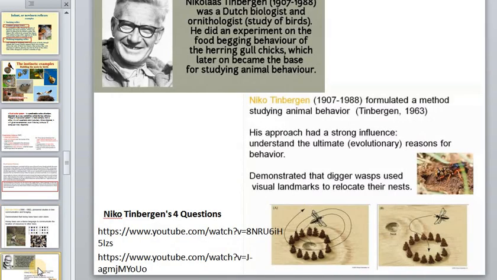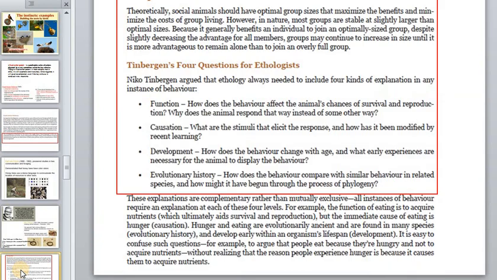And Nikolaas Tinbergen was a Dutch biologist and ornithologist who studied birds, of course. He did an experiment on the food-begging behavior of herring gull chicks, which later became the base for studying animal behavior. He also studied wasps, and demonstrated that digger wasps use visual landmarks to locate their nests. If you want to know more about this, I will leave links in the description to this video. It's very interesting, and his famous four questions to scientists are exactly here.